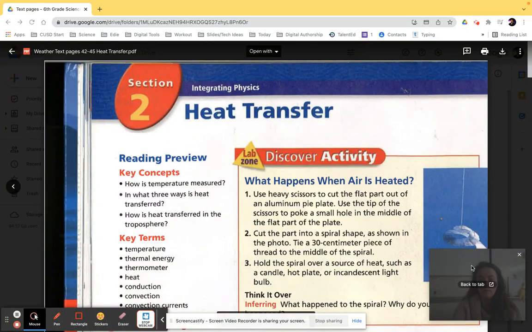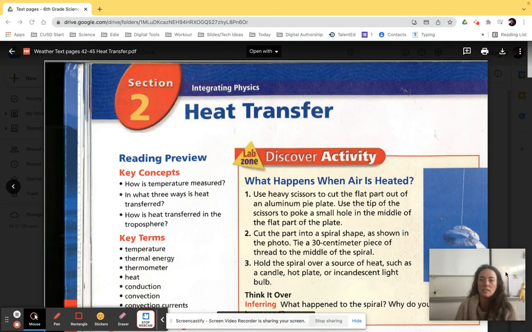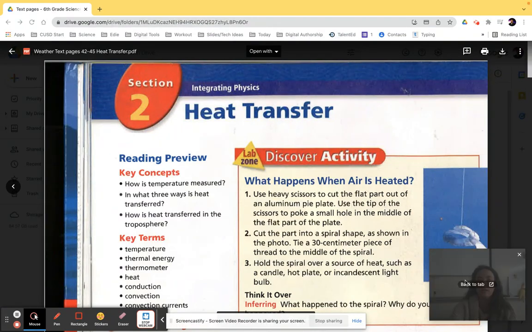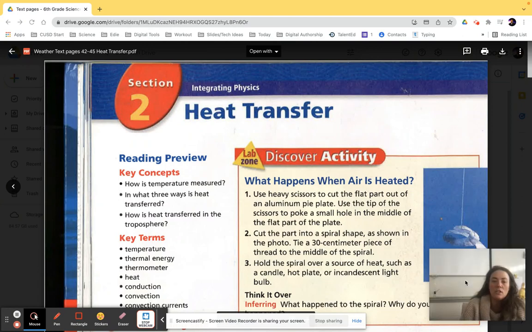Okay, sixth graders, we are going to be reading today about heat transfer. It's in the textbook, pages 42 to 45. And this section is really going to help us build this foundation for how heat is actually moved around in the troposphere, which will really relate in our next unit about wind and weather in particular. So, this is really an important section here.